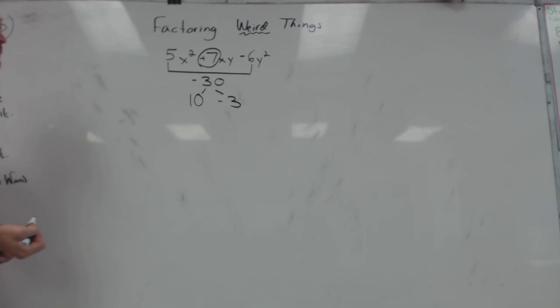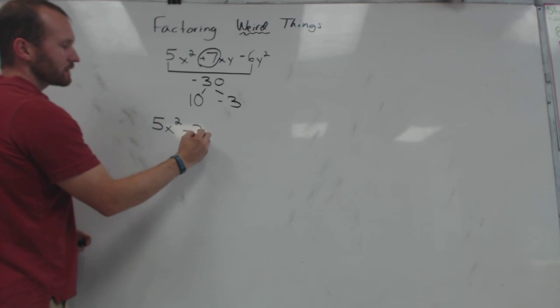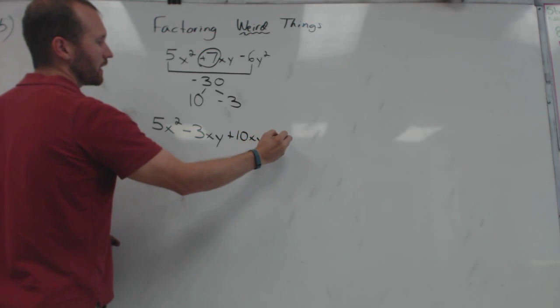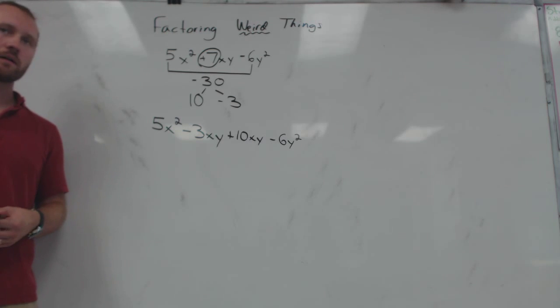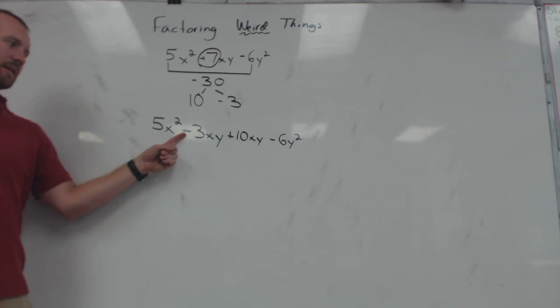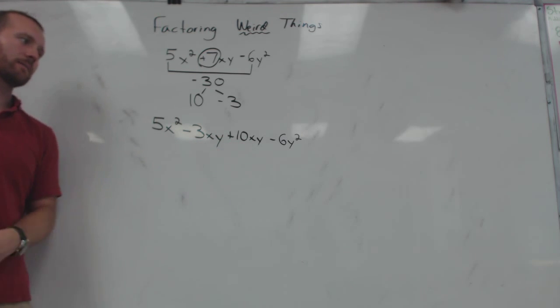Let's try that. I'm going to rewrite my middle term. So 5x squared minus 3xy plus 10xy minus 6y squared. Well, wouldn't it just be easier to do 5 and 10 together instead of 5 and negative 3? And negative 3 and negative 6 instead of 10? Yeah, you could. Totally. I'm going to do it this way because I like keeping the negative here. But you could totally write the 10 first and then the negative 3 second.